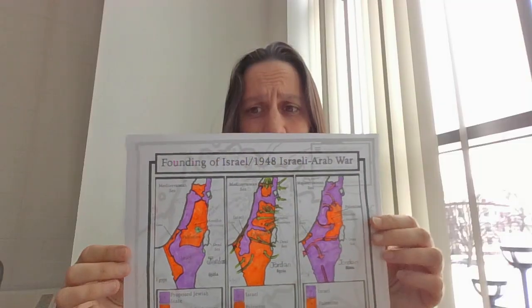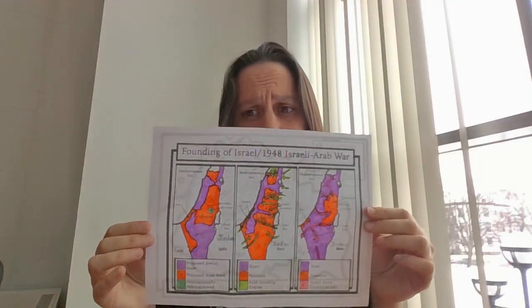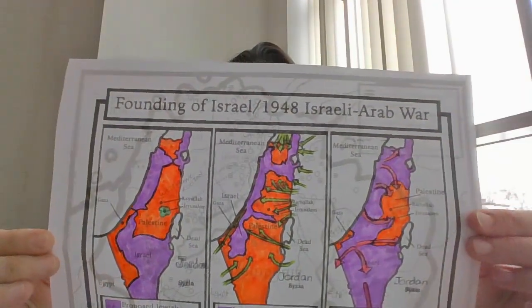Okay, so we're going to talk about the Israel-Arab War, which is incredibly complicated, and this map is a basic rundown of it. Try to follow along. So we talked about how the UN takes over the partition of Palestine.